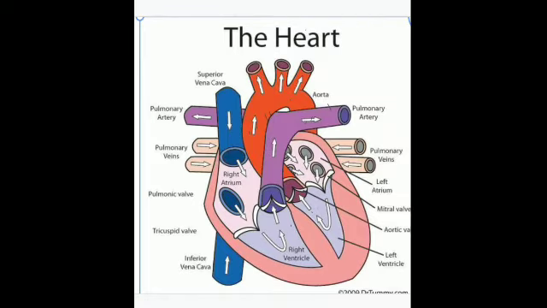So I had told you that the heart contains four chambers, that is the right atrium and the left atrium and the right ventricle and the left ventricle, and the four main valves, that is the tricuspid valve, the bicuspid valve, and the two semilunar valves, the pulmonary valve and the aortic valve.